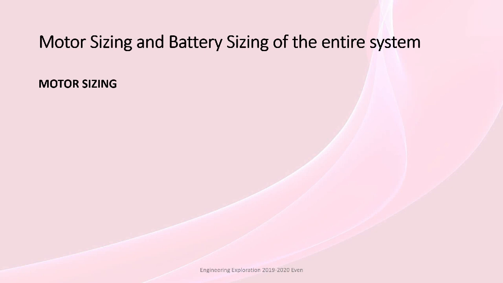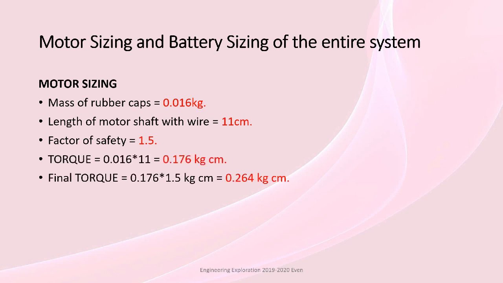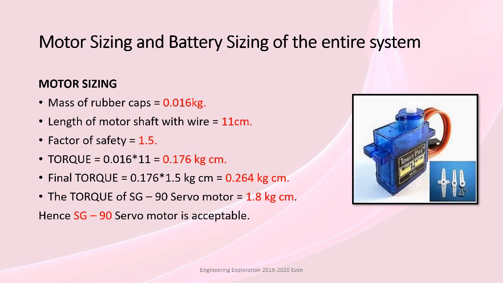Motor sizing and battery sizing of the entire system. Motor sizing. We have used rubber caps which weigh 0.01 kg with length of motor shaft with wire to be equal to 11 cm. We have also considered factor of safety to be equal to 1.5. Hence, the final torque will be equal to 0.264 kg/cm. The torque of SG90 servo motor is 1.8 kg/cm. Hence, SG90 servo motor is acceptable.